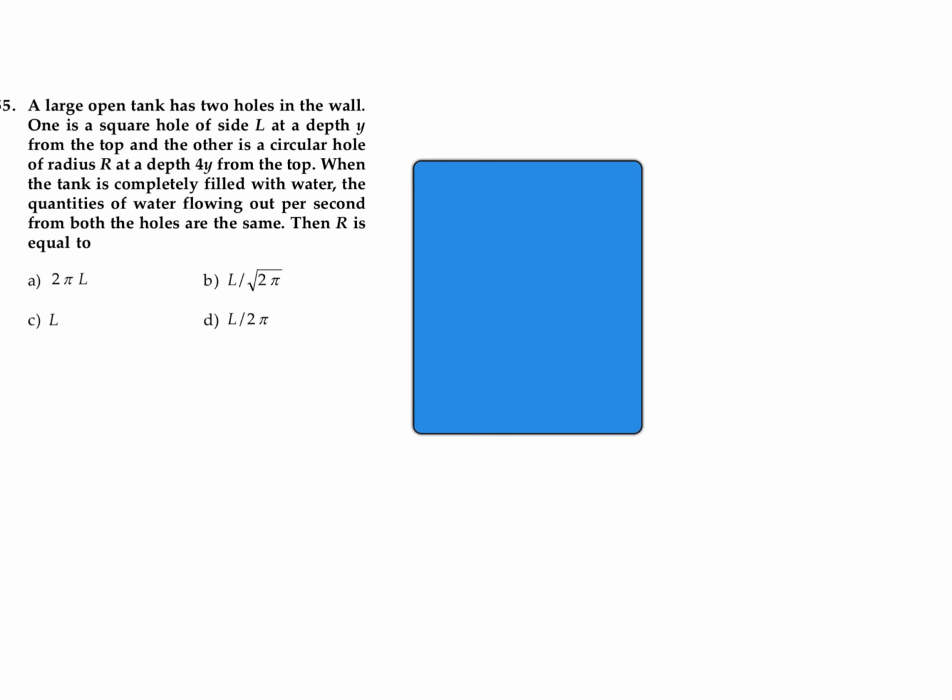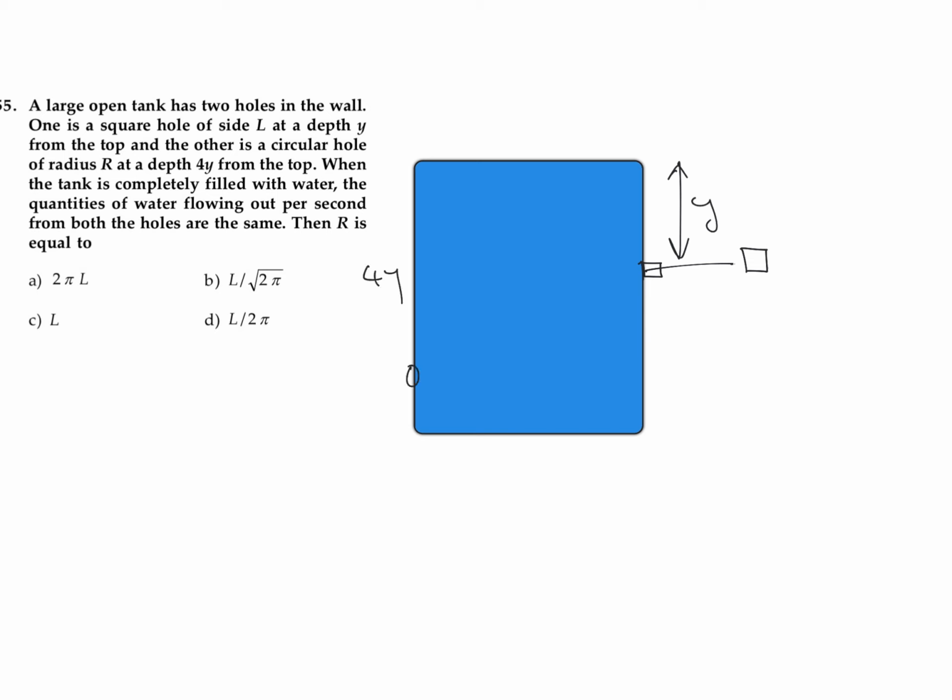One is a square hole of side L. So we are just considering one is a square hole of side, let's say L, and depth y. So this is at a distance y from here, and over here we are considering a square hole, and the other one is a circular hole at a depth 4y. So we can just take it as another one is a circular hole at a distance 4y from here, from the free surface of liquid.